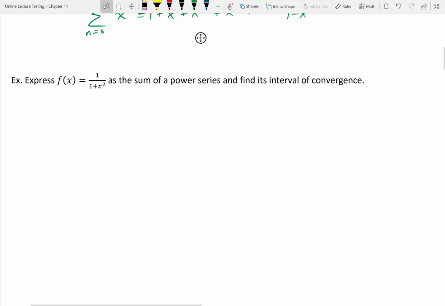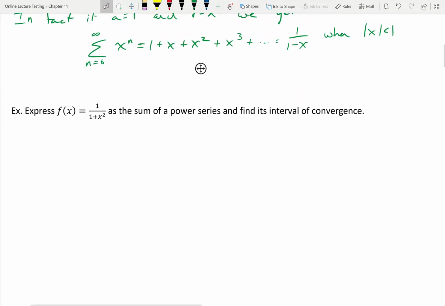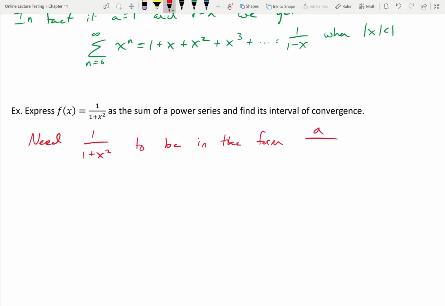All right, so let's go to the next thing. Express f of x is equal to 1 over 1 plus x squared as the sum of a power series and find its interval of convergence. Okay, so what do we need? Well, we need 1 over 1 plus x squared to be in the form of a over 1 minus r. So we need that to occur.